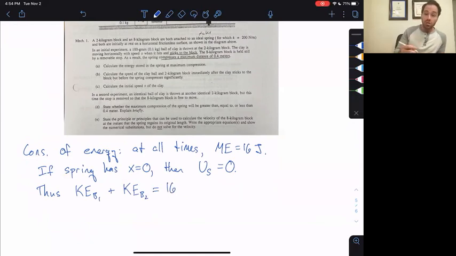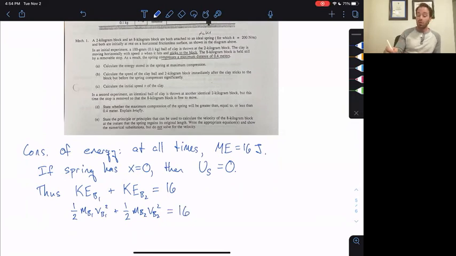Well, now it's just a matter of turning these into MVs. So I'm going to have 1/2 MB1 times VB1 squared plus 1/2 MB2 times VB2 squared, and that will be equal to 16. Now it's a matter of checking and seeing what I know and what I don't. I know MB1. I know the mass of B2 as well. And now I run into a problem because I do not know the other two quantities. This and this are both unknown.